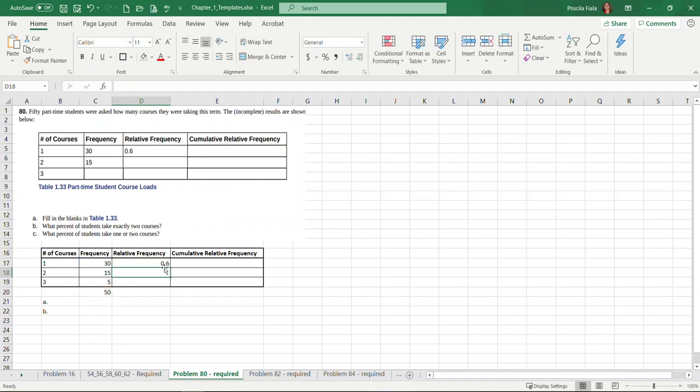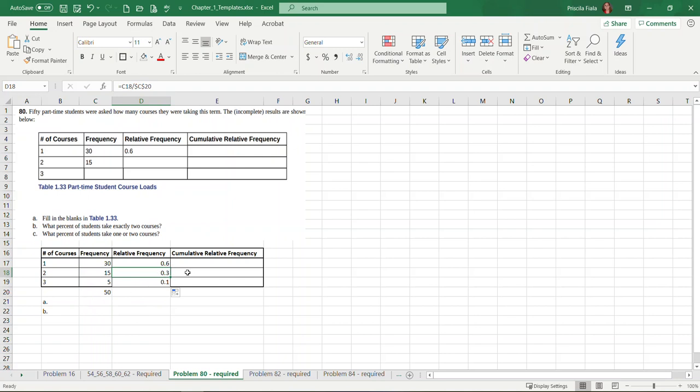So enter, that's 60%. Now let's put the cursor right here, when it turns into this black cross, drag it down. There it is. If you click on this one and look at your cell, all you did is divide C18, so column C, row 18, which is this one right here, by C20. My C20 is column C, and then 20 is my total. So that's why I lock the 20, to always refer to 50, which gives 30%.